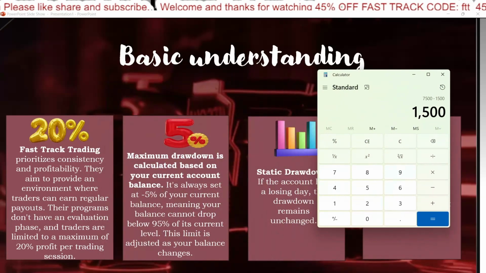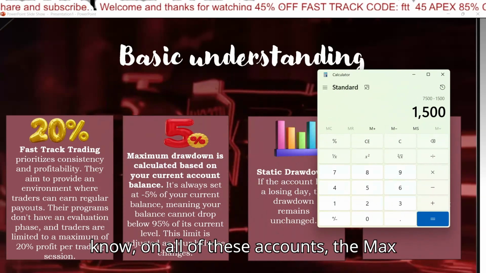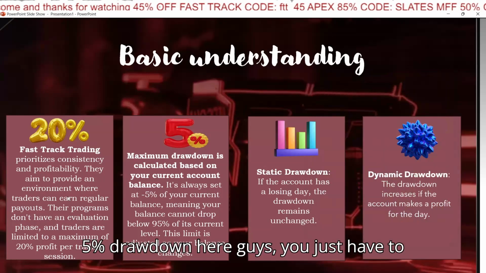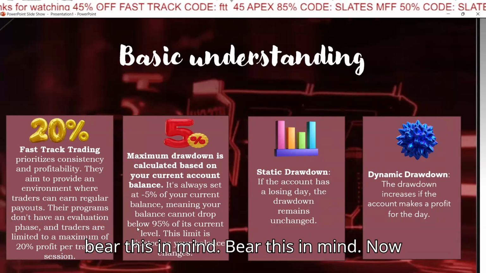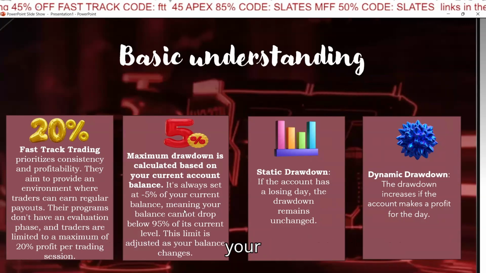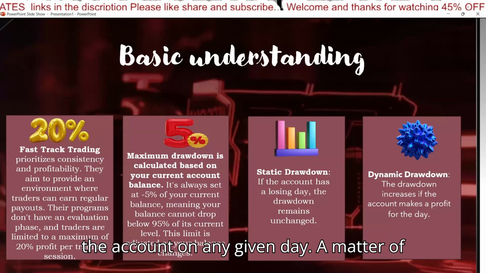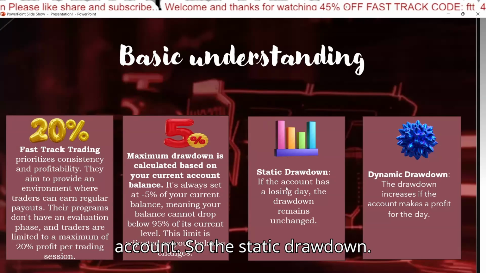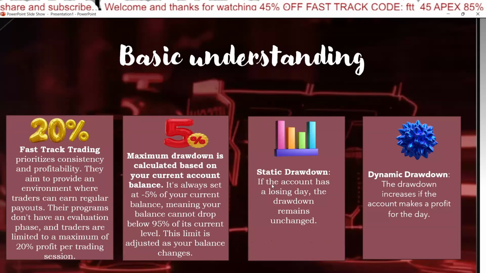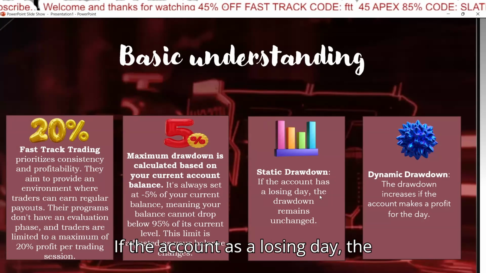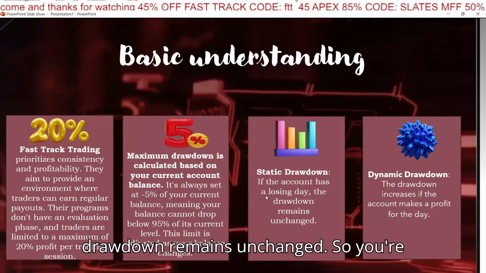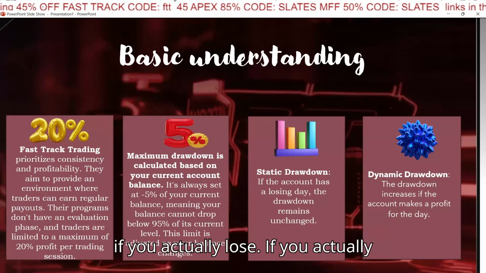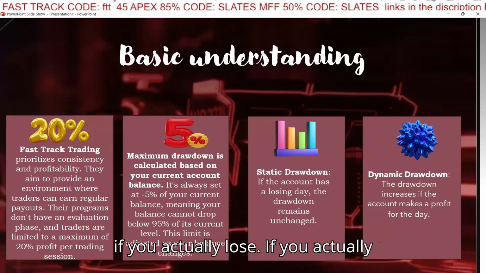Now, the max drawdown, guys, as you already know, on all of these accounts is 5%. Now, that 5% drawdown, guys, you just have to bear this in mind: 5% of the account on any given day. As a matter of fact, if you lose 5% of the account, you've lost the account, you've blown the account. So the static drawdown, if the account has a losing day, the drawdown remains unchanged. So you're working with the previous day's drawdown if you actually have a losing day.